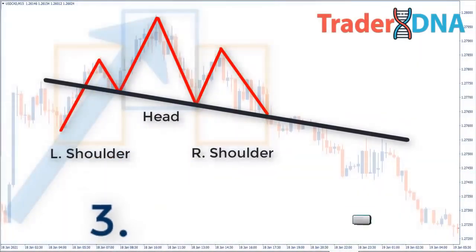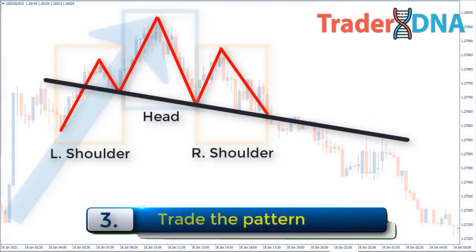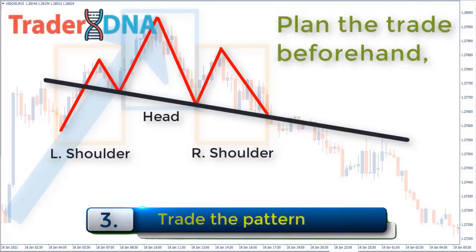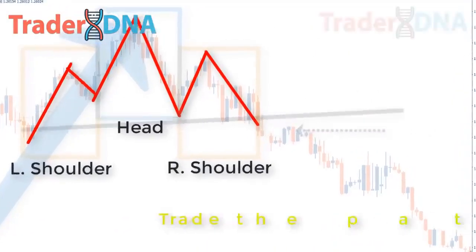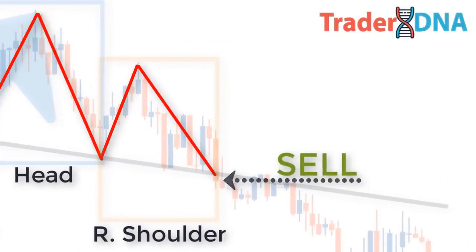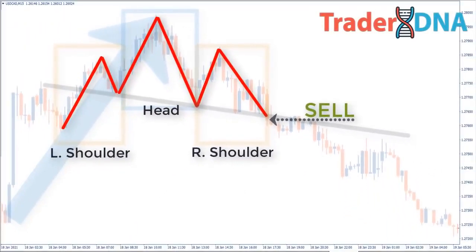Step number 3. Trade the pattern. A trade can be initiated when the pattern completes. Plan the trade beforehand, writing down the entry, stops, and profit targets, as well as noting any variables that will change your stop or profit target. In the head and shoulders pattern, we are waiting for price action to move lower than the neckline after the peak of the right shoulder. For the inverse head and shoulders, we wait for price movement above the neckline after the right shoulder is formed.